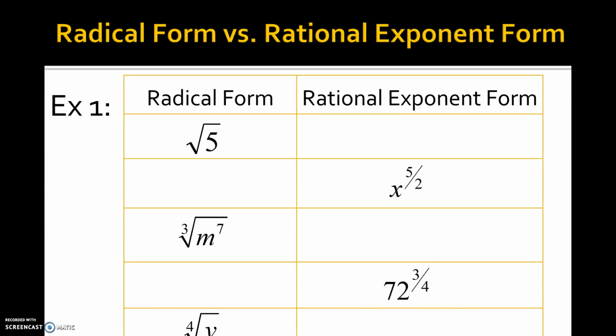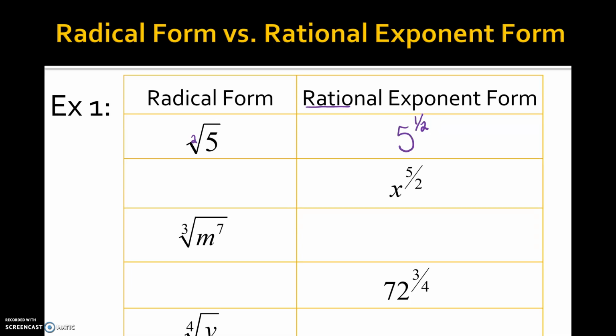Let's take a moment to fill out this chart. So it's got radical form on the left, rational exponent form on the right. Rational exponent means fraction exponents. So, square root of 5. Square root is the one that's kind of weird. If you don't see an index, it means that there's an index of 2. We commonly use the square root without specifying what that index is. So square root means that it's an index of 2. So this would be 5 raised to the 1/2.